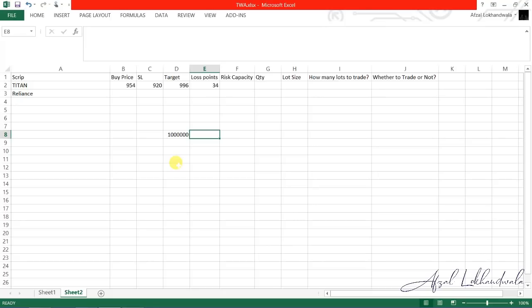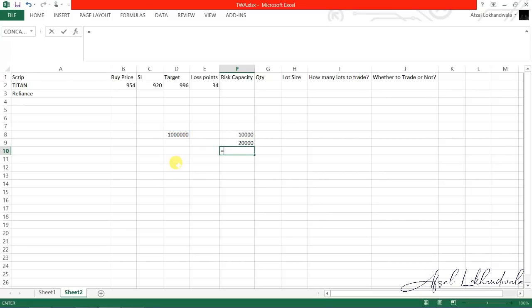For 10 lakhs of rupees, now you have to determine what will be the amount which you will risk per trade. The maximum loss which you will take per each trade, you have to determine that amount. Now generally it is 1%. A very conservative trader would risk just 1%, that is 10,000 rupees. A little aggressive trader can risk 2%, that is 20,000.